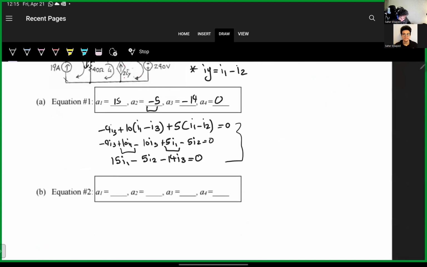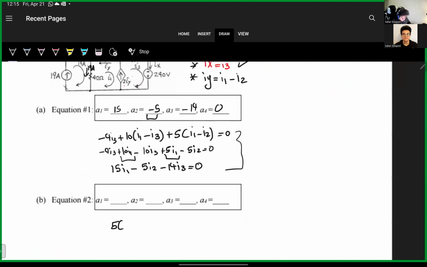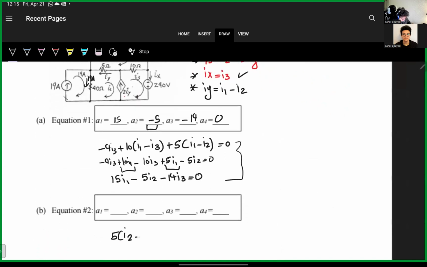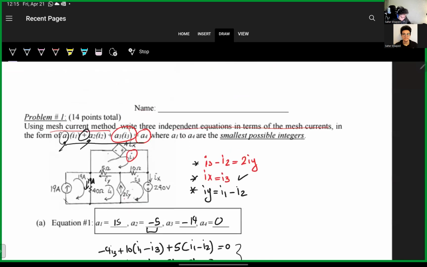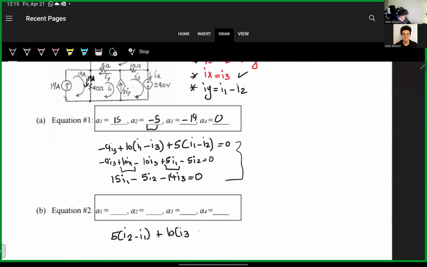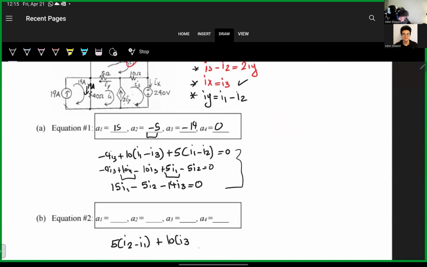So let's start from the 5 again. 5 times I2 minus I1, plus 10 times I3. Remember, everything we want needs to be in terms of I1, I2, I3, because this is where the formula looks like. So 10 times I3 minus I1, minus 240, plus 40 times I1 minus 19.